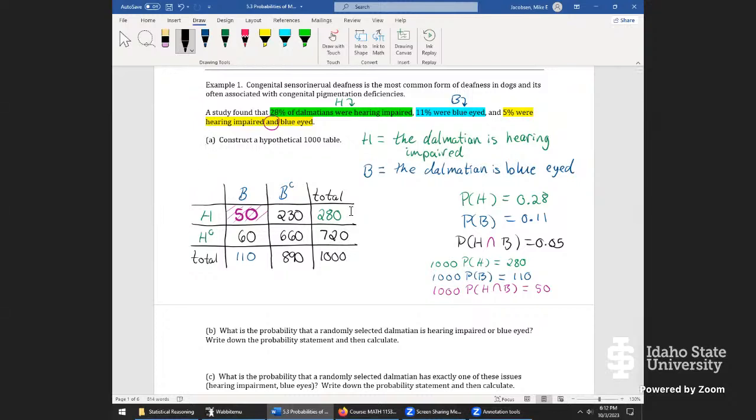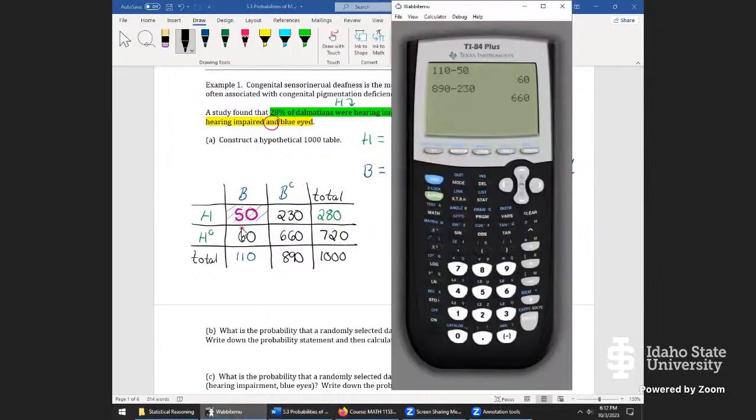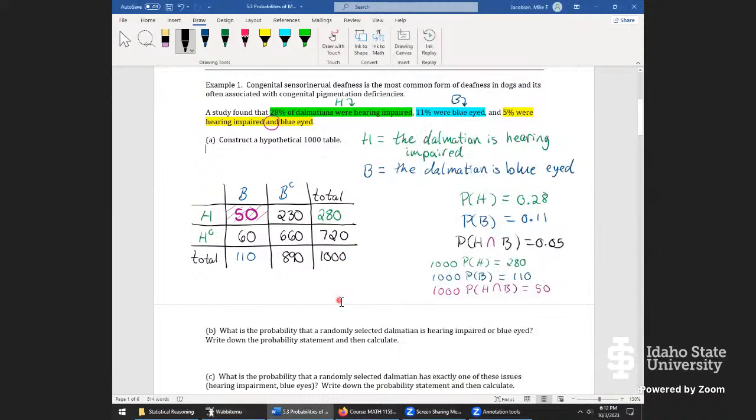So if everything is going according to plan, we should have the entire hypothetical 1,000 table fully settled. It's not a bad idea to go and add these up. 50 plus 60 to get 110, 230 plus 660, check if it's 890, 280 plus 720, check if that really adds up to 1,000. And if you want really good evidence you did it right, add up going this way. 50 plus 230 should give us 280. 60 plus 660 should give us the 720 on the right. And 110 plus 890, yeah, that gives us the 1,000 to the right. So there's one unique answer to make all this come out, and that's finally the table we needed.